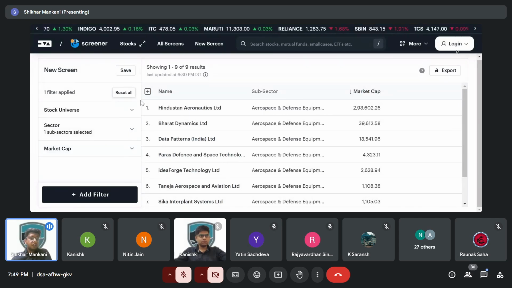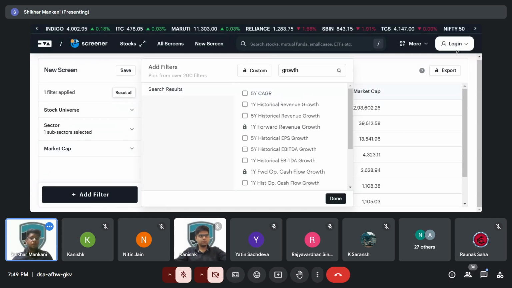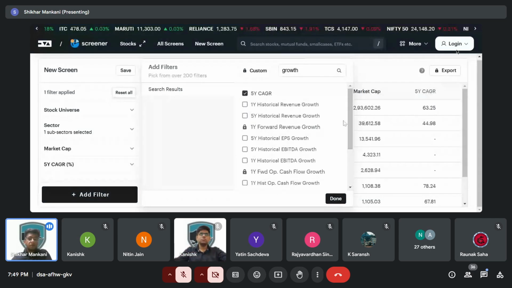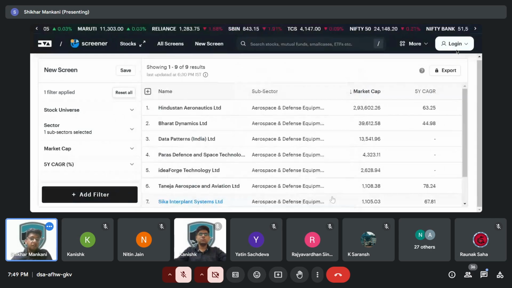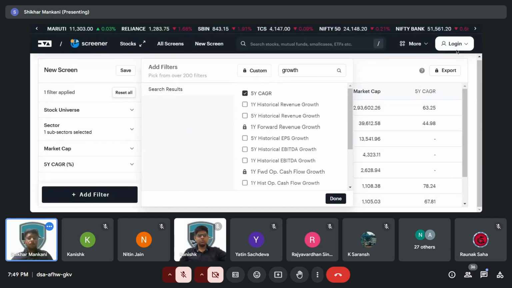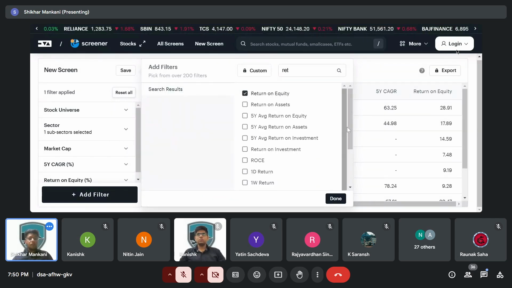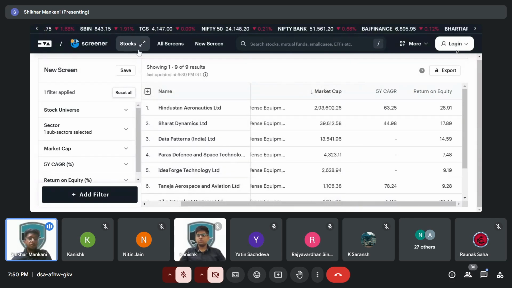Suppose we have to take a filter of return on equity. First, we'll take compounded annual growth rate. We'll check how the stock has performed over 5 years. It's like this. That's return on equity, I think that's enough. Also, Tickertape is a good website if you have to analyze a stock. It shows most of the fundamentals and technicals for free.